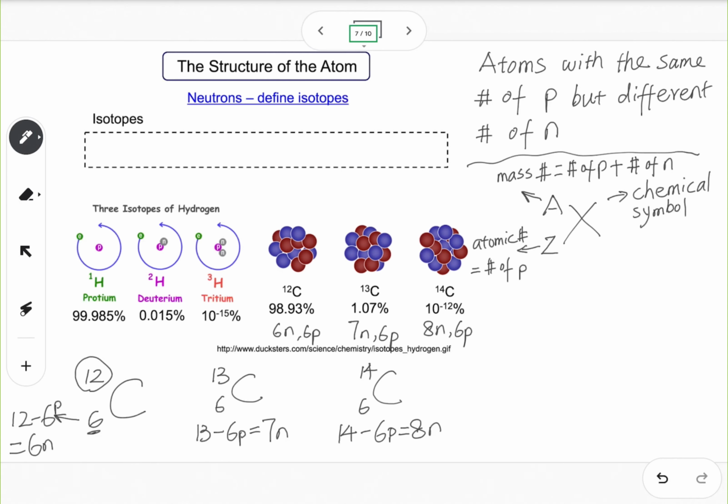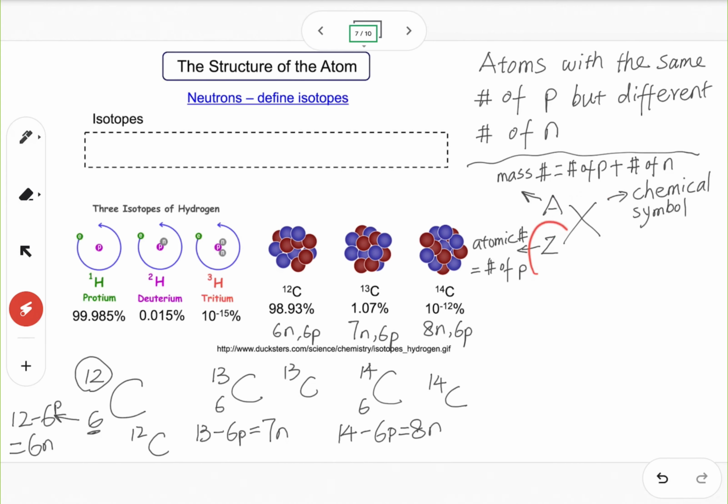One thing I do want to mention here is that sometimes, in order to make things simpler, instead of showing the protons, we can ignore them. In other words, for this notation, I can simply write carbon 12. For this notation, I can simply write carbon 13, and this one simply as carbon 14. The reason is, if you know the chemical symbol already, you know the atomic number automatically, because you can find the atomic number from the periodic table based on the chemical symbol.